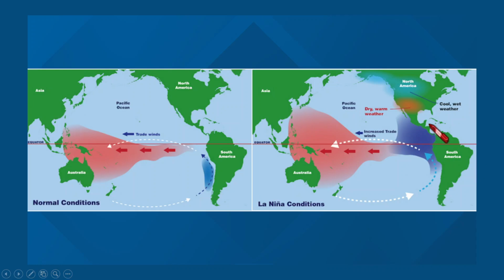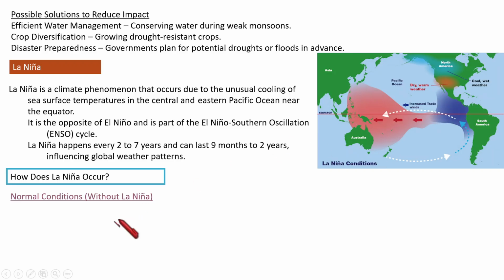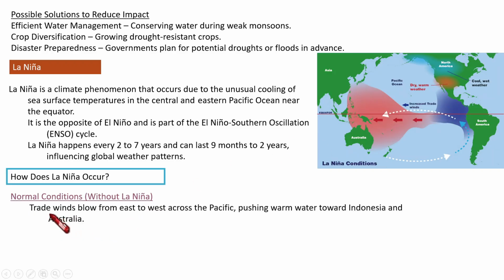That means they will get less precipitation here. Here, more chance to get heavy precipitation. So these are the things. Normal condition we have seen. Trade winds, they become more powerful.